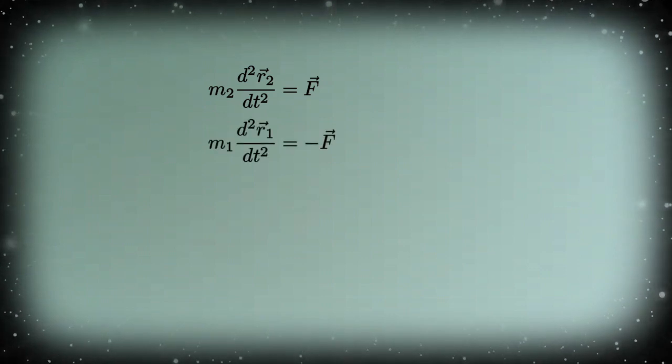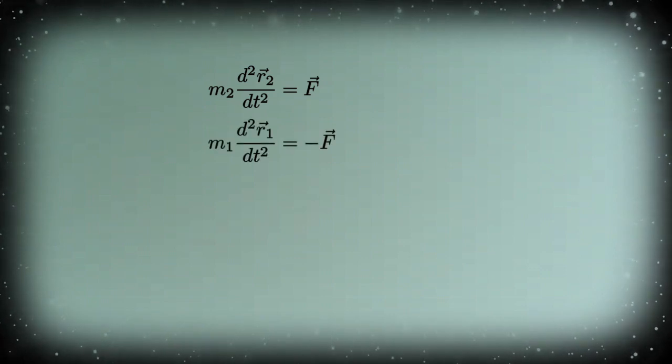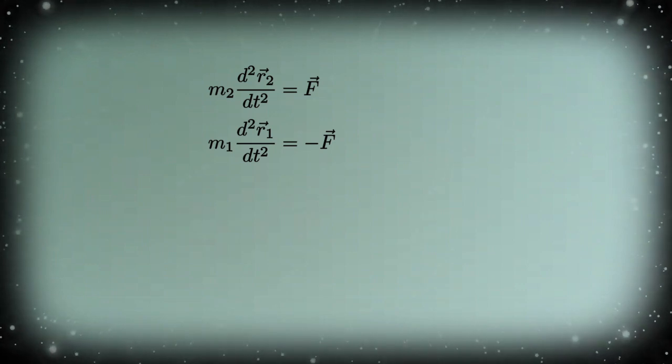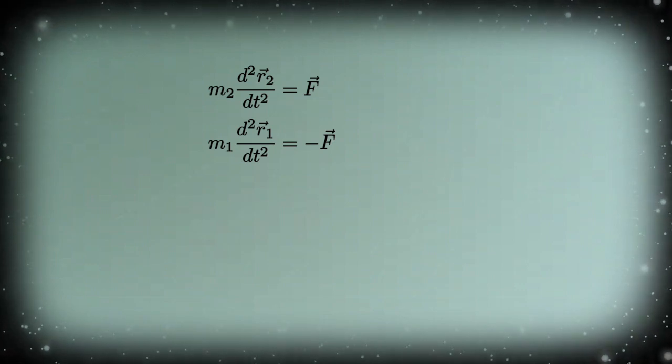We have 2 stars, each of which obeys Newton's second law, F equals ma. So for star 2, m2 times the second time derivative of r2 equals F, which is the gravitational force exerted by star 1. We can write a similar equation for star 1, except this time it's minus F because of Newton's third law. The forces must be equal and opposite.